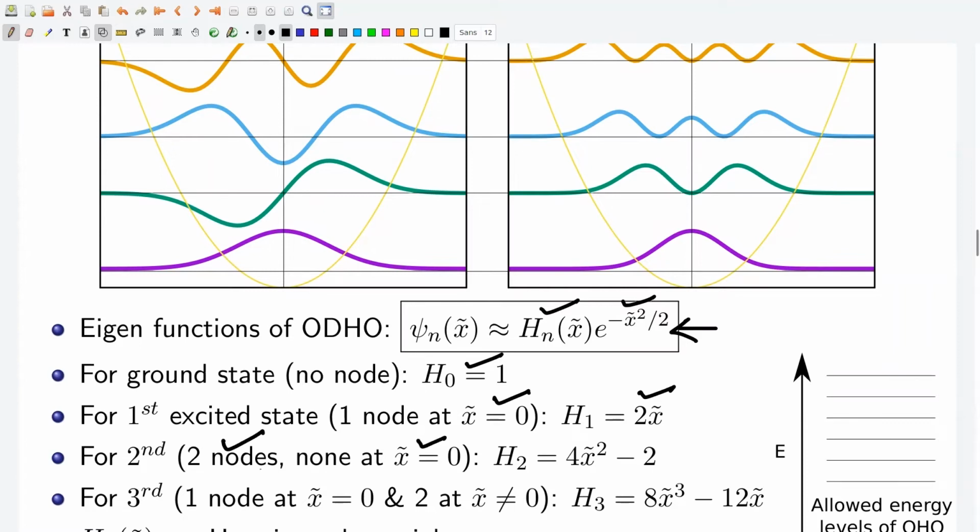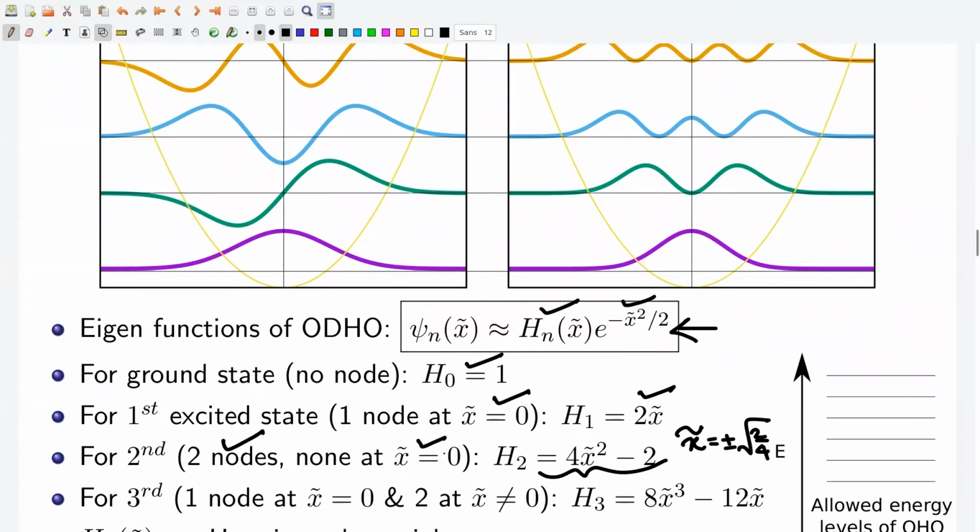Note that this is very similar to what we got in the case of particle in a box. Now, to meet this requirement that we need two nodes and none of them at x tilde equal to 0, you can just check that this polynomial will meet those requirements, because you will get two nodes in this case at these two points.